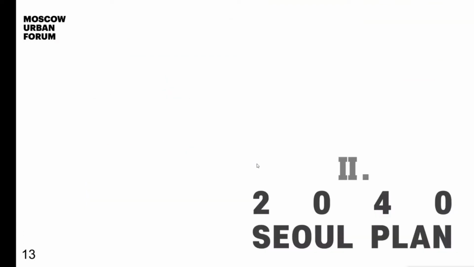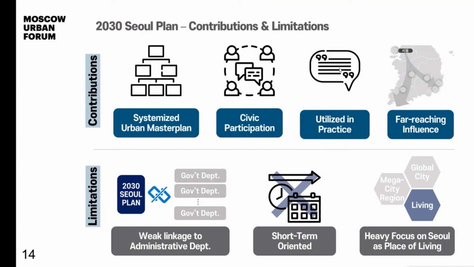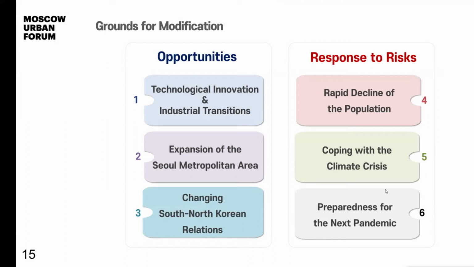So now, since last year, we have revised it into the 2040 Seoul plan. What has changed? What is the limitation? The contribution: we have our own systems, the participation process was involved, and the plan was realized in the field. Those are the contributions. And the limitation: we tried to combine the Seoul master plan, strategic plan, and department plans, but the linkage should be clearer. And because the plan was made by the citizens, it was oriented to the short term, but the Seoul master plan is a 20-year long-term plan. That's why we try to make a more long-term-oriented plan. That was our task for the 2040s. And then we have a lot of opportunities and risks, for example, the next pandemic and how we can prepare for the climate crisis, etc.